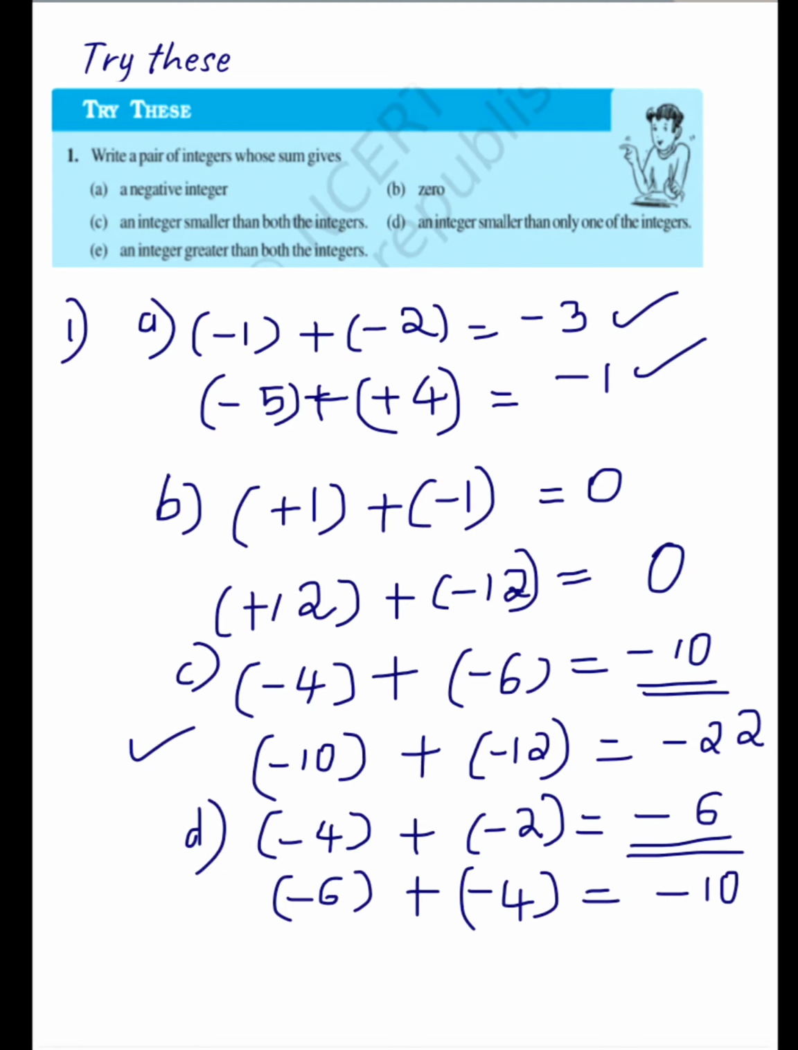So in this case, first you have to take an integer, and then the second integer should be greater than the first integer. Then you will get the condition satisfied. So this is the case.